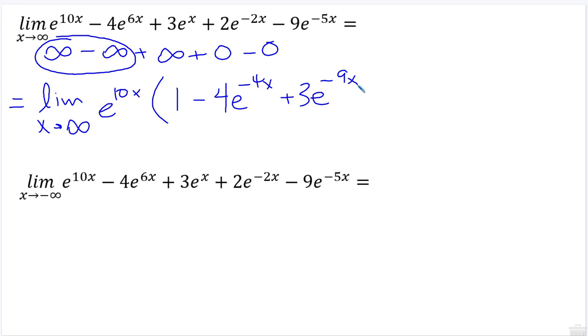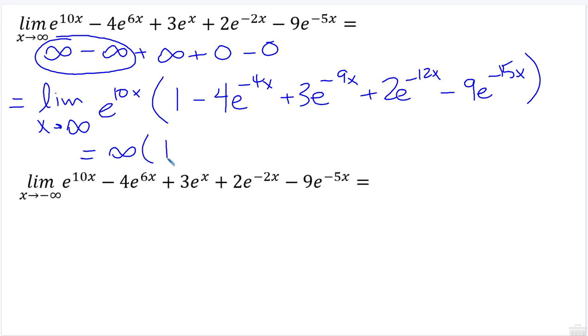And I don't really have to do it with the 2e to the negative 2x and the 9e to the negative 5x because they were just 0. I could leave them out of this factorization and just call them 0, but I might as well. Let's do 2e to the negative 12x and minus 9e to the negative 15x. Right? And so now, if I plug in infinity, this is just infinity times 1 minus, well now, if x is infinity, all these negative exponents yield a bunch of zeros. Minus 0 plus 0 plus 0 minus 0. And infinity times 1 is just infinity.